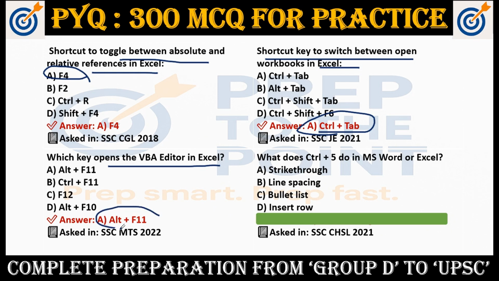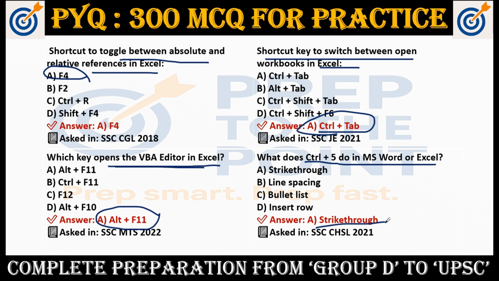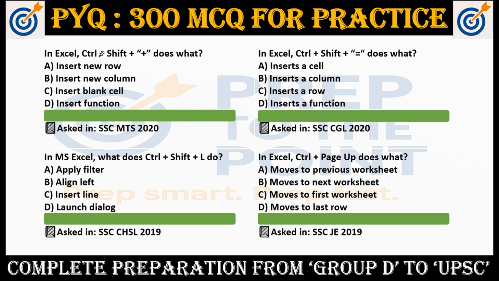Alt F11 to open VBA editor in Excel. What does Control plus 5 do in MS Word or Excel? Strike through. Control plus 5, strike through. Control Shift plus does what? Insert blank cell. Control Shift plus to insert blank cell.